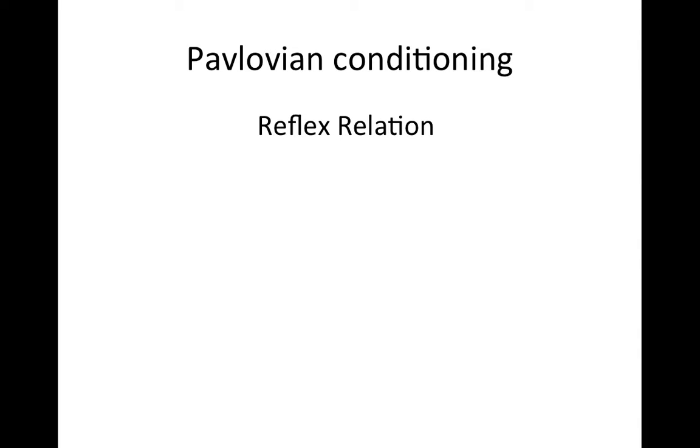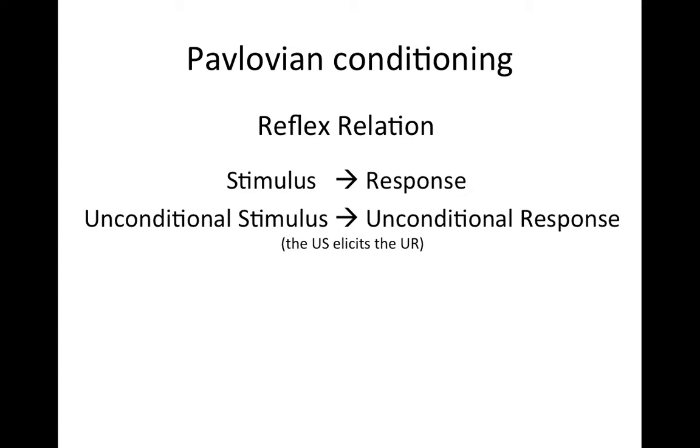In Pavlovian conditioning, remember that we start with a reflex relation, that is a stimulus-response relationship, or what we say is that we have an unconditional stimulus that elicits an unconditional response, or we say the US elicits the UR. This relationship is built into the organism, into the species. It can be seen in a lot of species, but it's not a learned response. This is an unconditional response. It's a response without conditions.